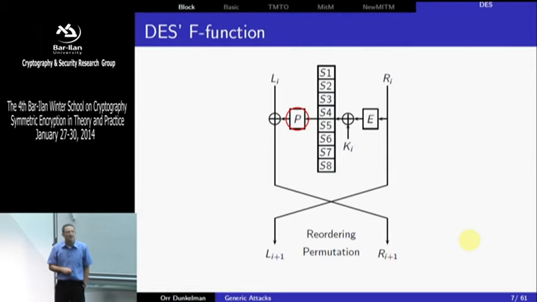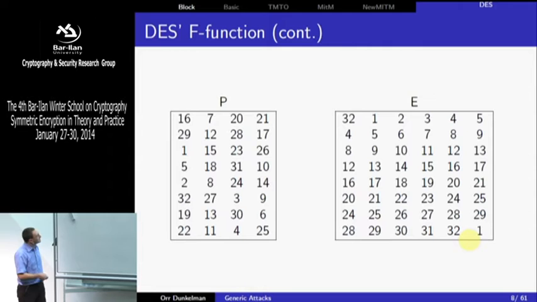16 times. Now, just to prove to you that this is not a secret design, here is the expansion function. You can see that bit number 1 is used at position 2 and position 48. Bit number 2 is used at position 3, 3 is used here, 4 is used here and here, 5 is here. And you will see very clearly that each S-box shares 2 bits with the previous S-box, and 2 bits with the next S-box. This is actually a design feature, and it causes some trouble to differential cryptanalysis.